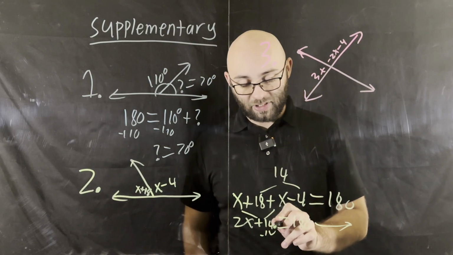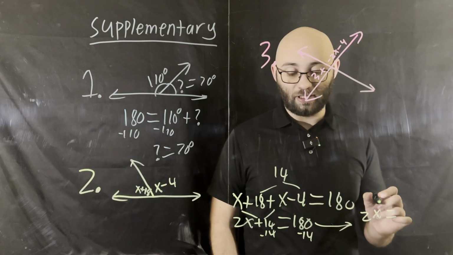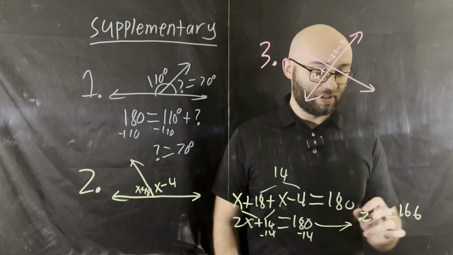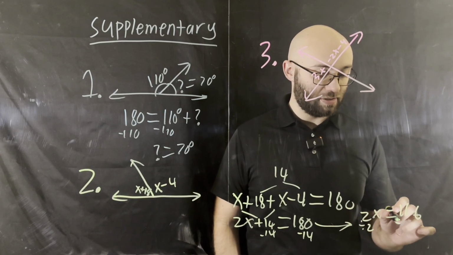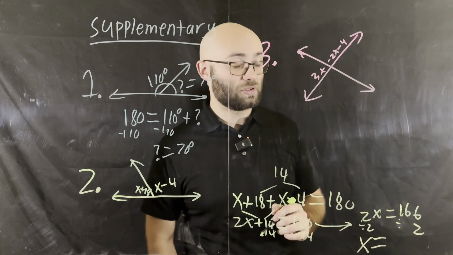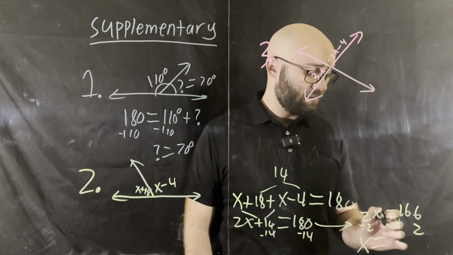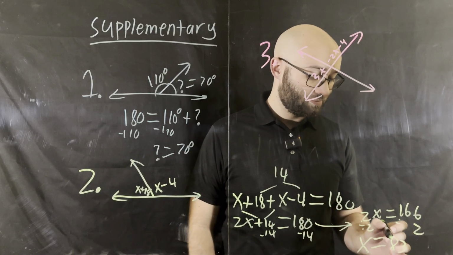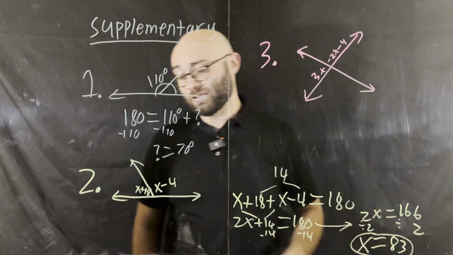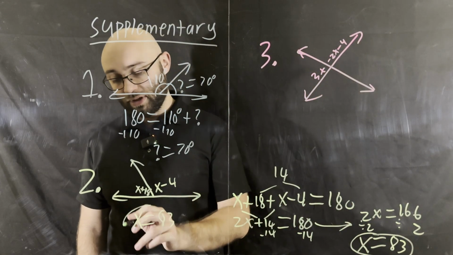We're going to subtract 14 over. 2x is equal to, what is that, 166. Divide both sides by 2. X is equal to 166 divided by 2, that's 83. And there's my answer. So if I come over here, x is equal to 83.